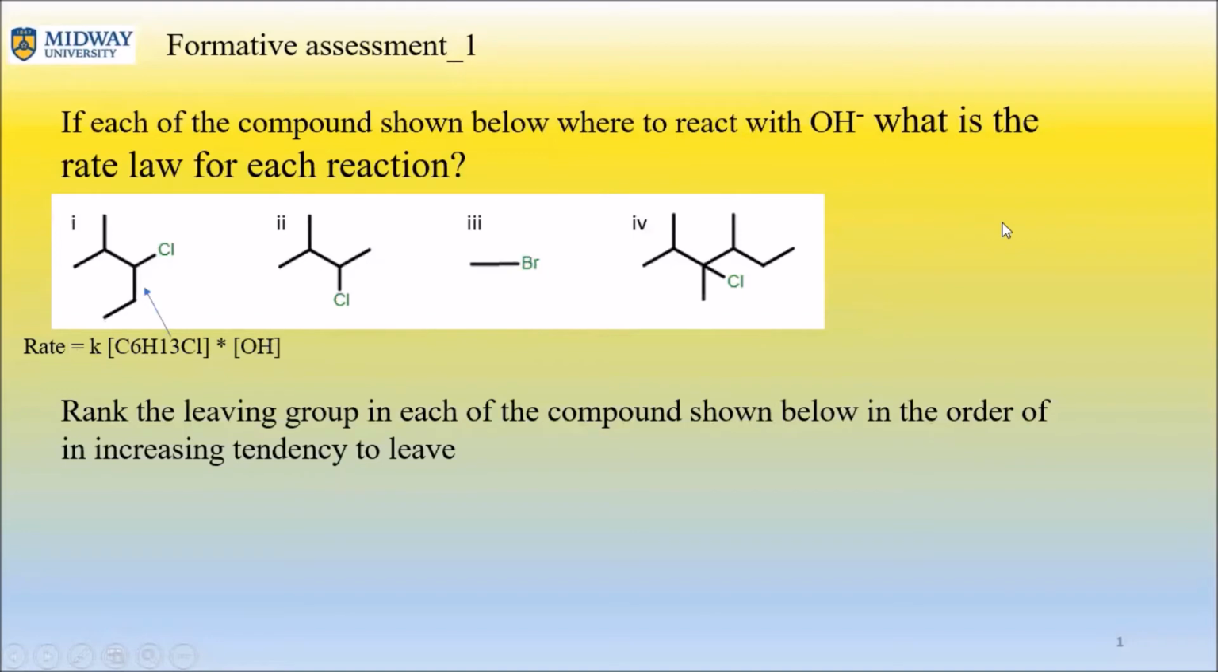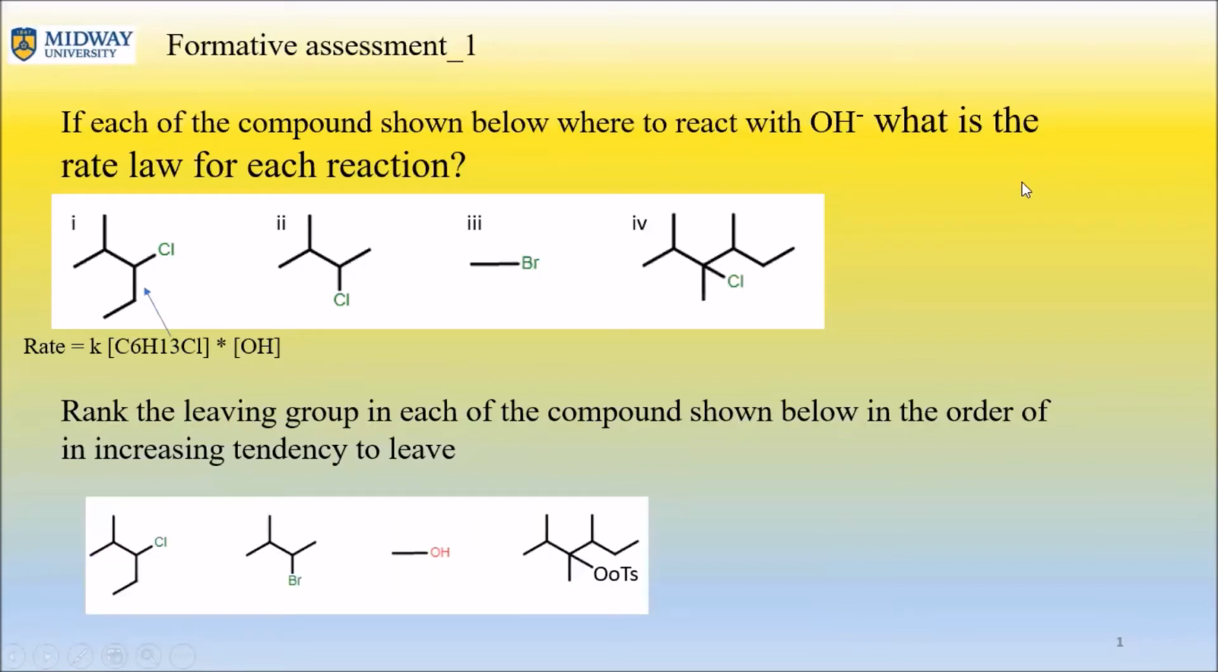Okay, rank the leaving group in each of the compounds shown below in the order of increasing tendency to leave. That is, a higher efficiency to leave. Okay, so you have 4 compounds, each containing a carbon that's attached to a leaving group. In this case, the first one is Cl, the second one is Br, the third one is OH, and the fourth one is OTs. That's a tosylate ion, right? Now I want you to rank them in the order of increasing tendency to leave. That is, you want to go from the group that has the least tendency to leave to the group that has the higher tendency to leave.